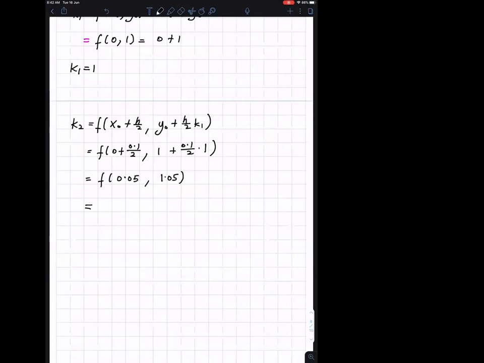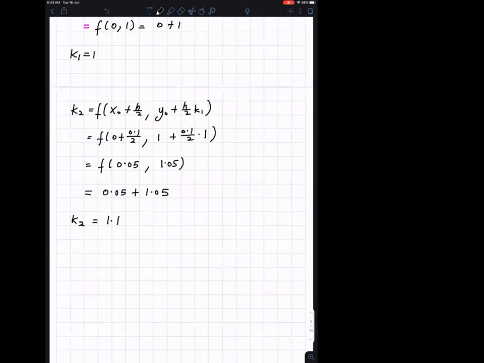X value is 0.05, Y value is 1.05. So if you plug that into the differential equation, it becomes 0.05 plus 1.05. That's going to give you K2 is 1.1. Any questions? No questions. Thank you.